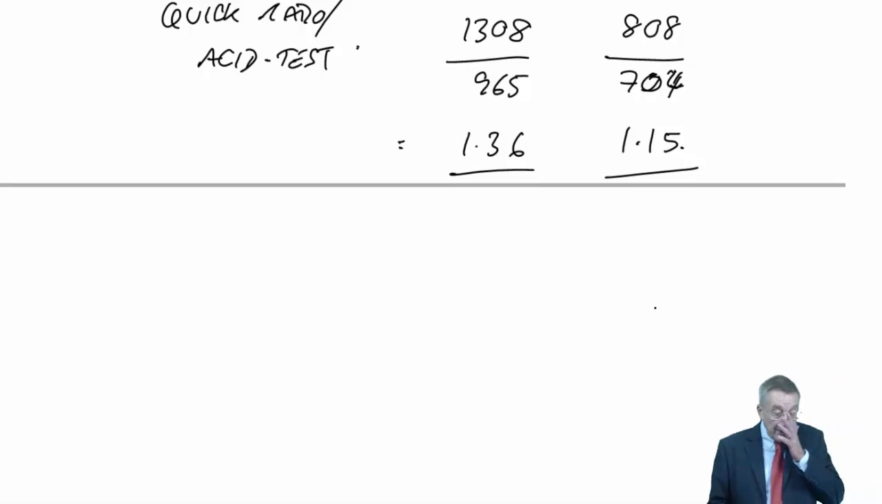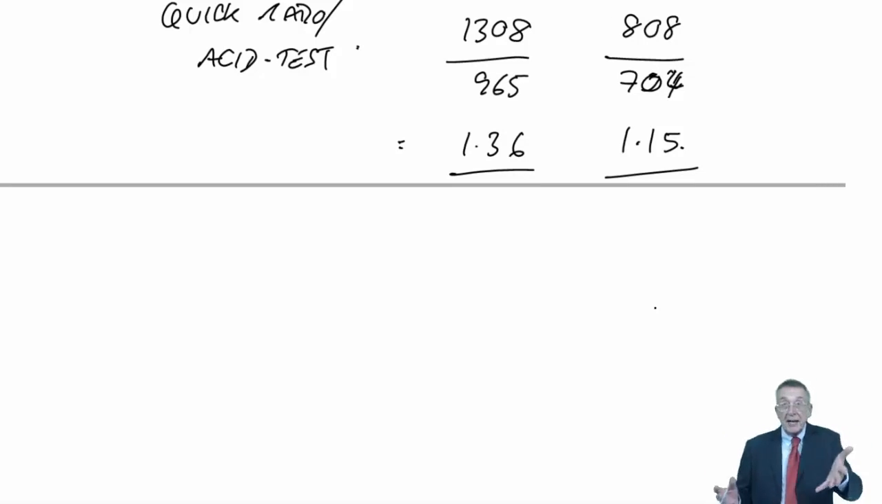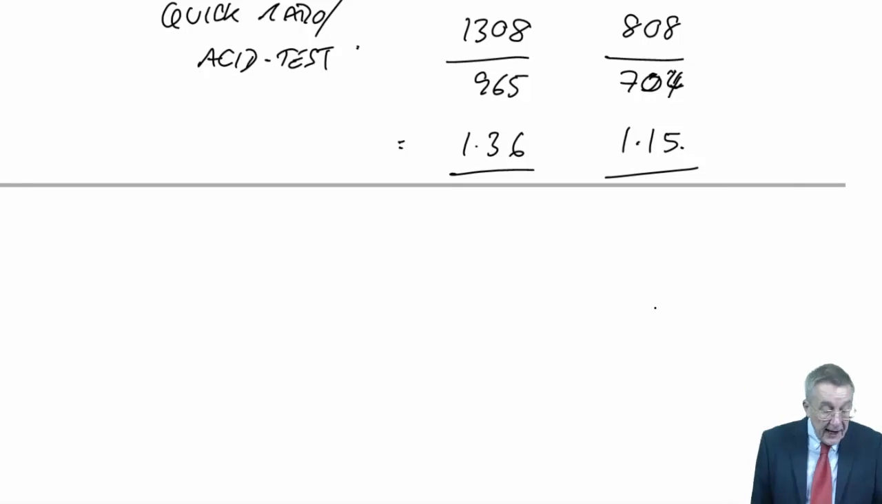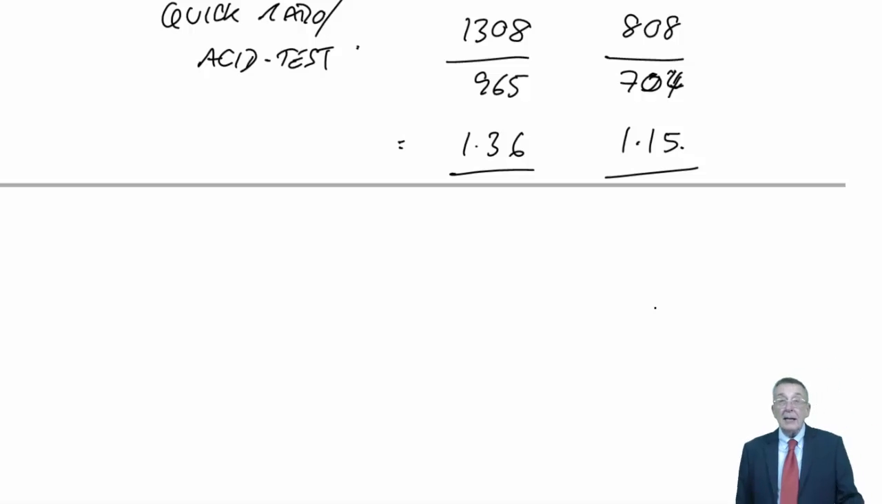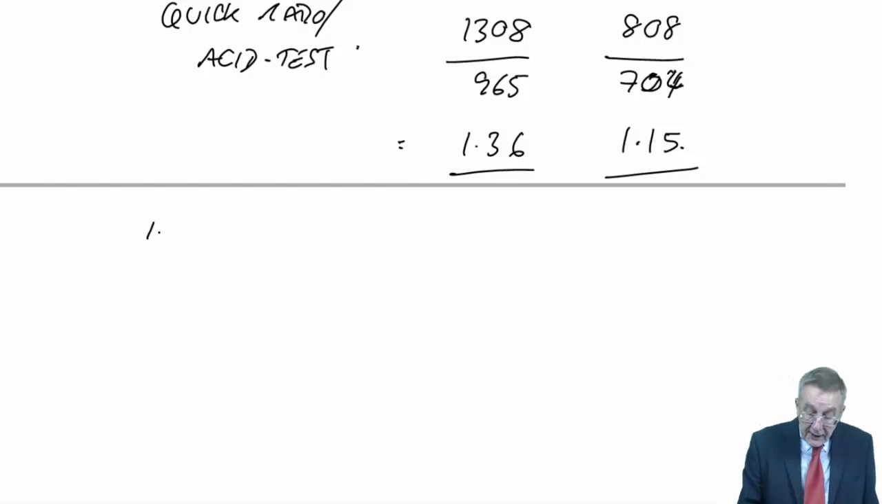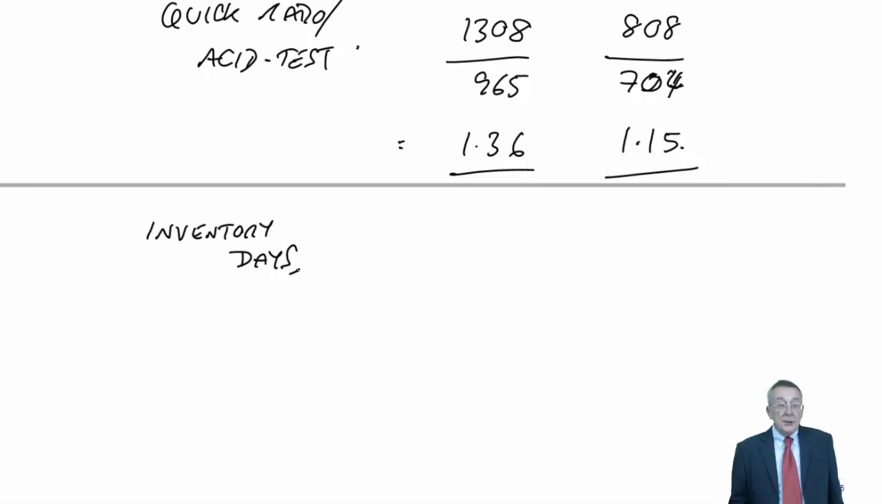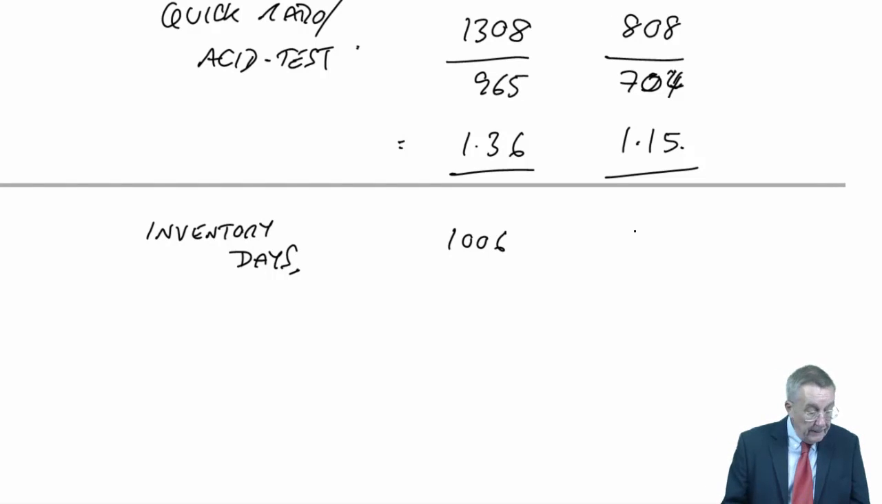Next, well, I mentioned we don't want to carry too much inventory, it might go obsolete. Well, you'll see there are three measures here looking at individual items of the net current assets. Now, the first one is inventory days. And you'll see inventory over cost of sales, because the level of inventory has gone up, 1,006 this year, 871 last year.